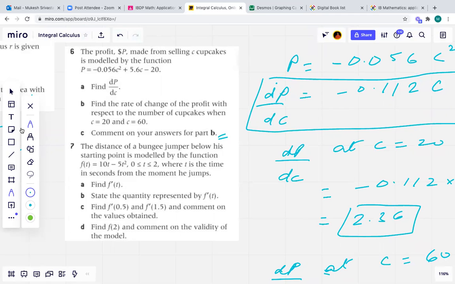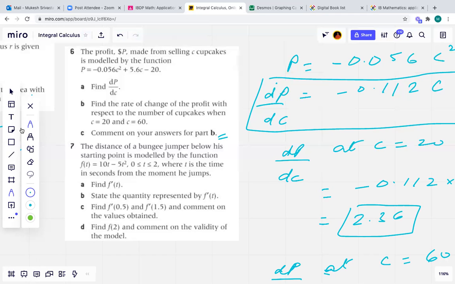Okay, so 10 minus 10t. The derivative is 10 minus 10t, where t is between 0 and 2. The first one is easy: state the quantity represented. Simply, below the starting point is multiple the function, t is time in seconds.